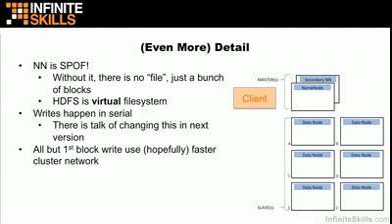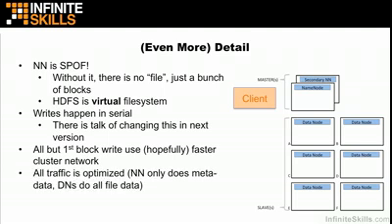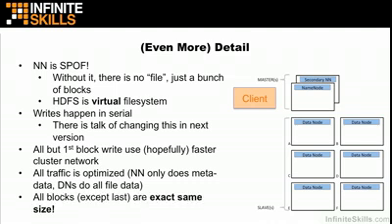Again, all but that first block write into the first data node all use the cluster's internal network, which is hopefully faster than our client to data node connection. All traffic is optimized. The name node only does metadata operations. The data nodes perform all file data operations, and all blocks except the last are the exact same size. This is important when we get to the MapReduce chapter. Just remember that for the moment.